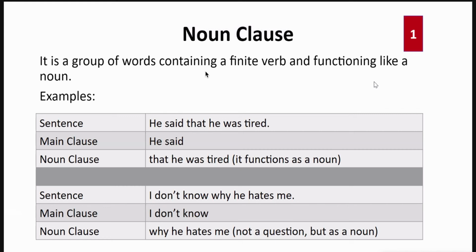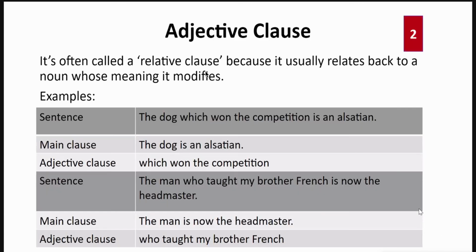Another example is, I don't know why he hates me. Can I say I don't know that? Yes, you can. Yes, why he hates me is noun clause, because it substitutes pronoun it. Itu cara mudah.